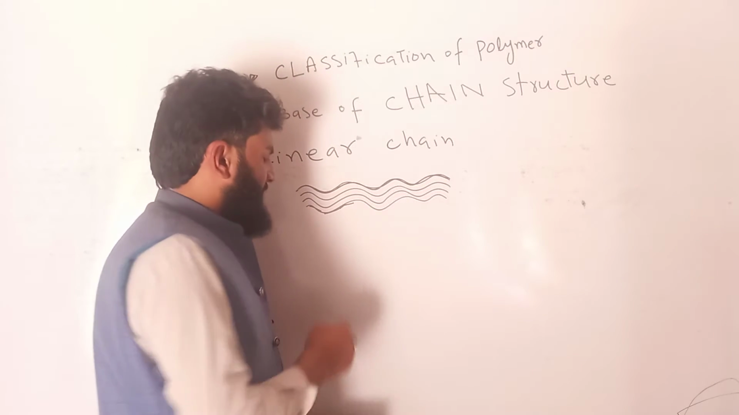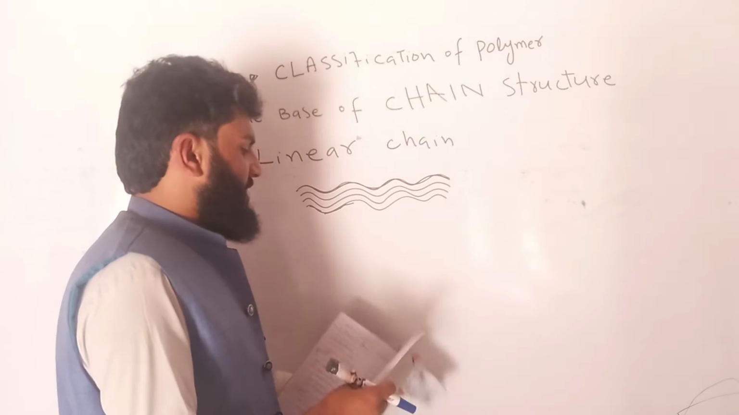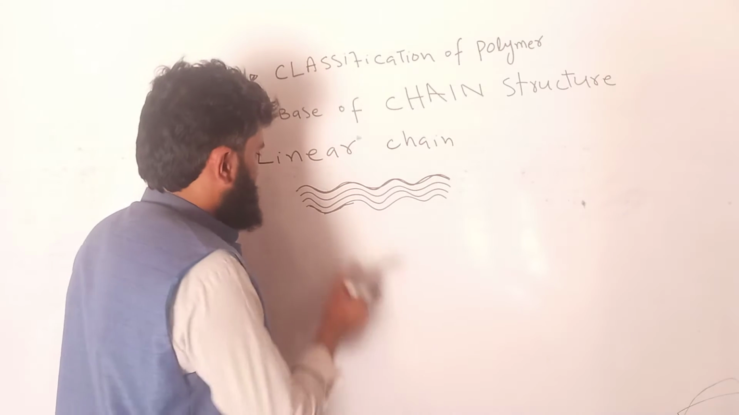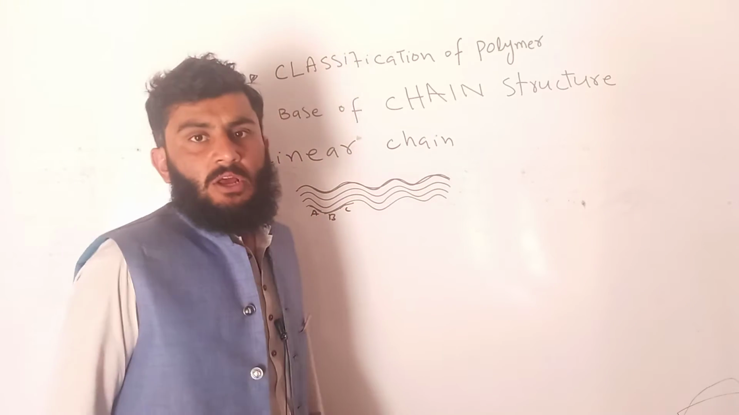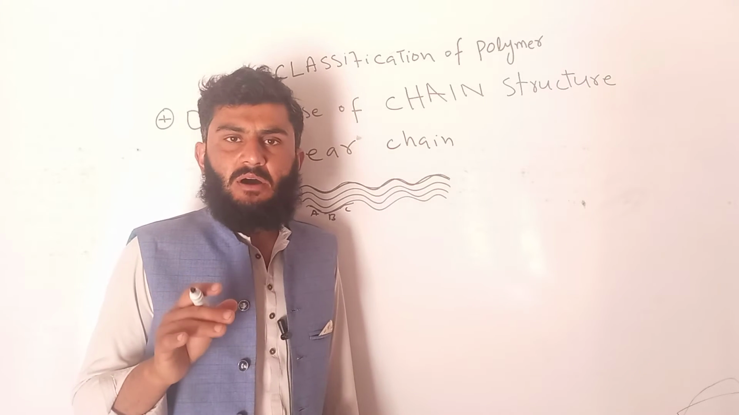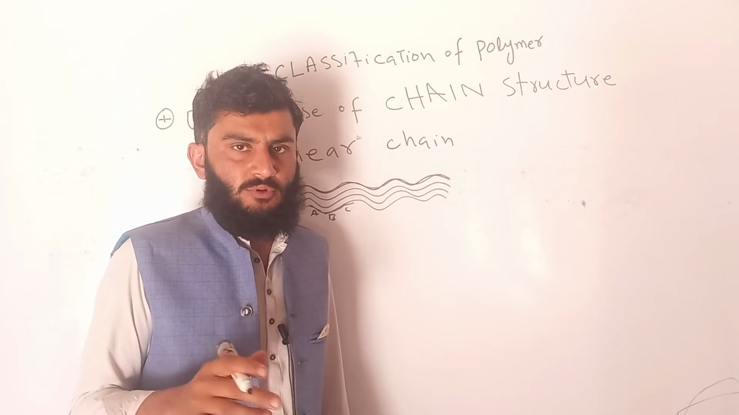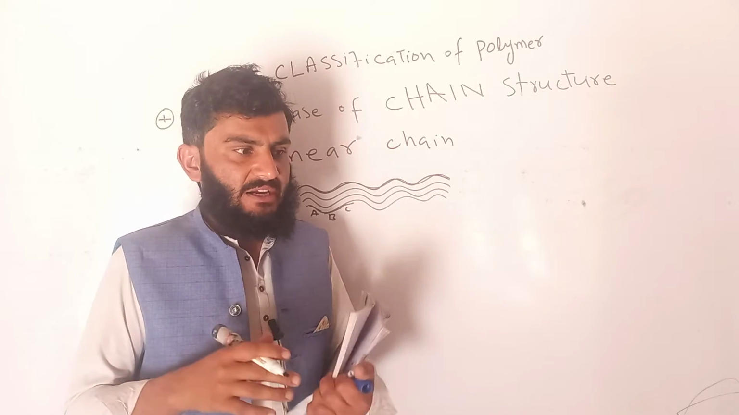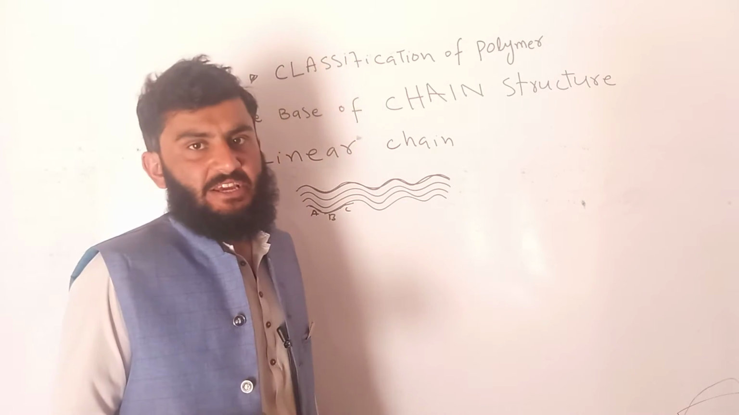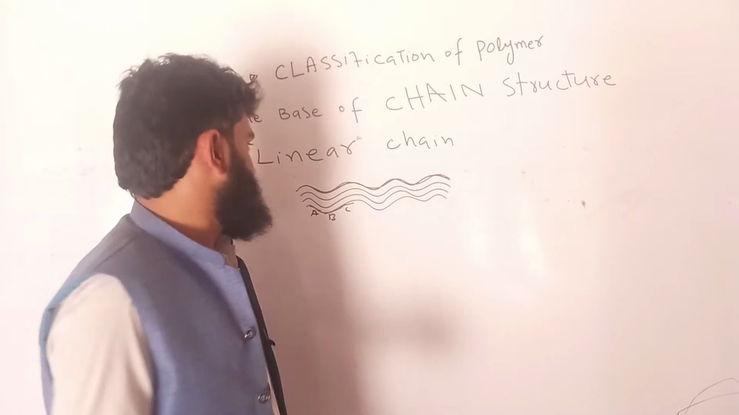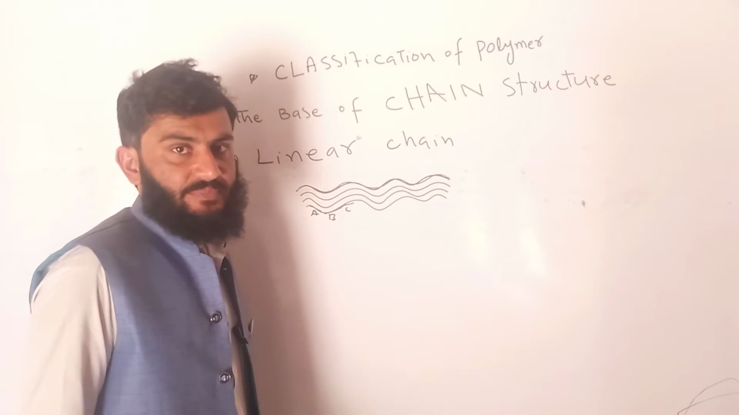when these monomers, for example, if we write here, this is A and this is B and this is C and D and so on. So you know that the polymer is actually composed of monomer. When monomers attach with each other, they form a long chain, clear? So this chain may be arranged linearly, clear?